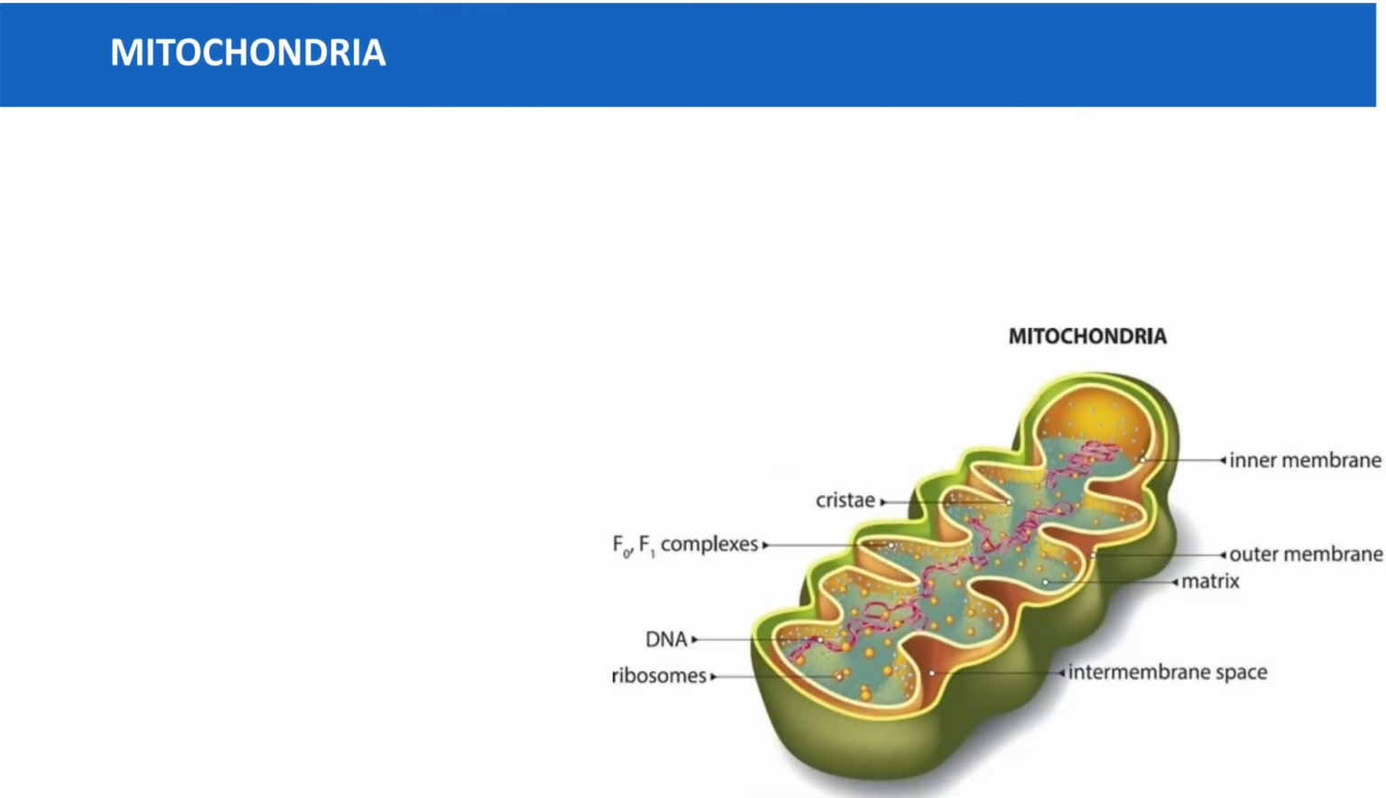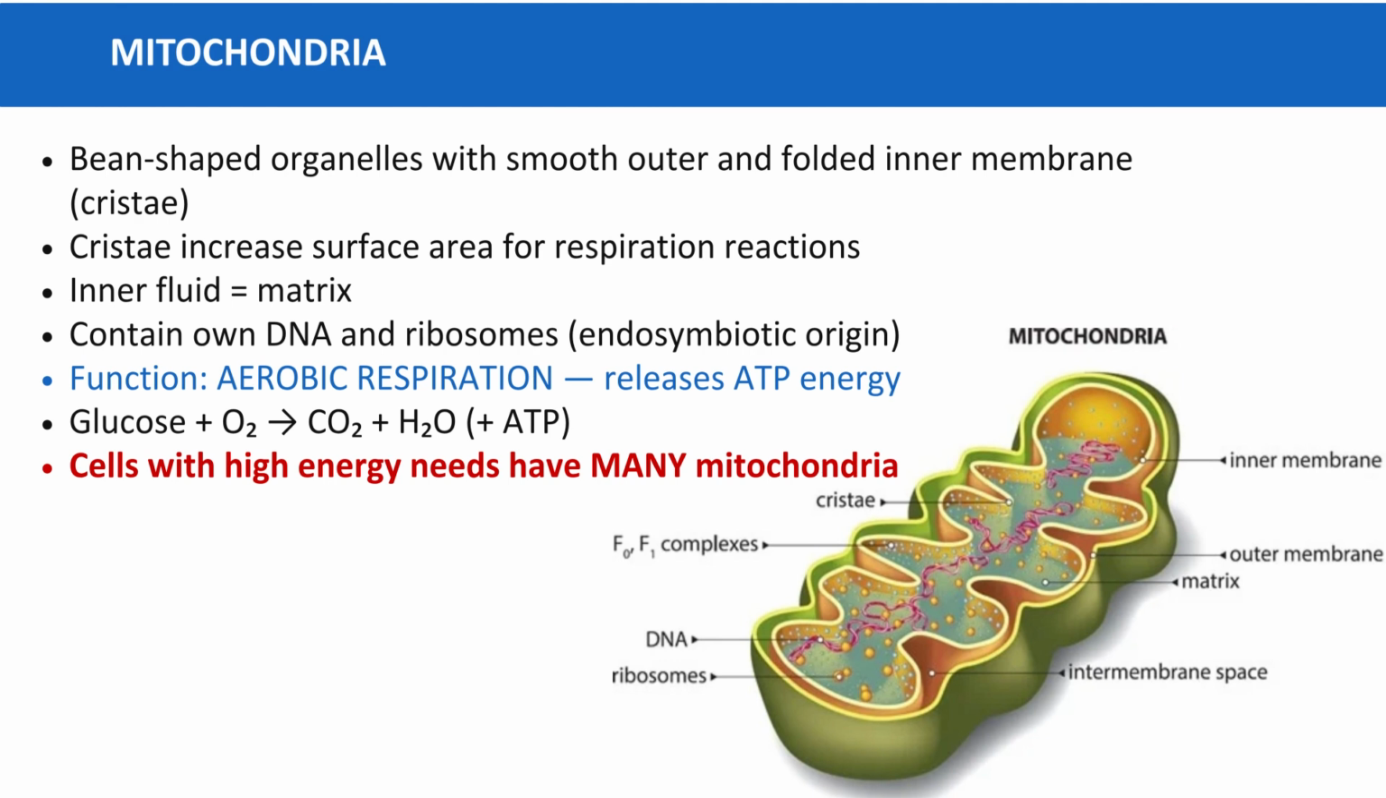Now let's talk about the mitochondria. These are the organelles that release energy for the cell. They carry out aerobic respiration using glucose and oxygen to produce ATP. They have a folded inner membrane called cristae. These folds increase the surface area for reactions. Cells that need a lot of energy, like muscle cells and sperm cells, have many mitochondria. The more energy a cell needs, the more mitochondria it has.